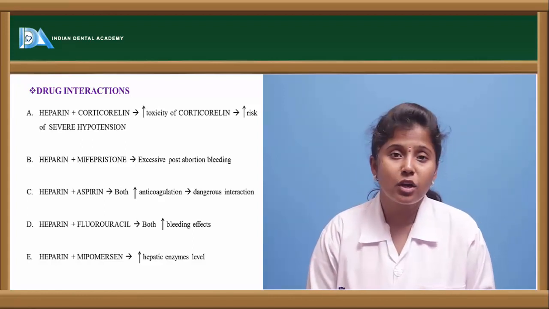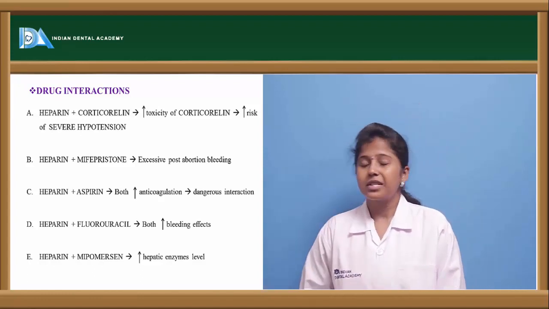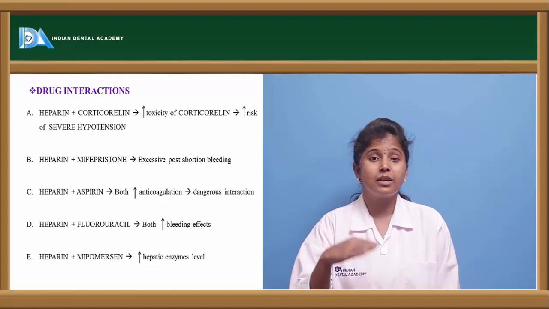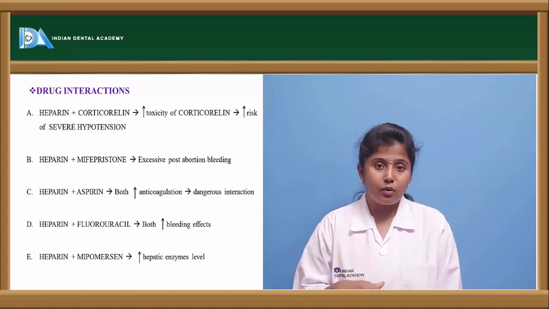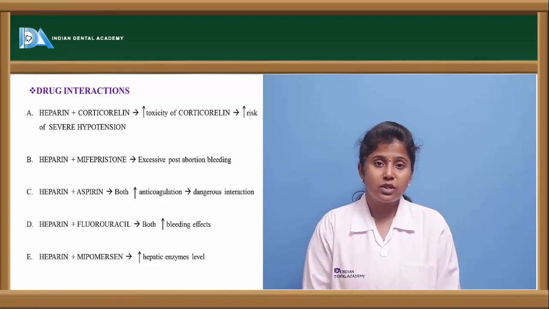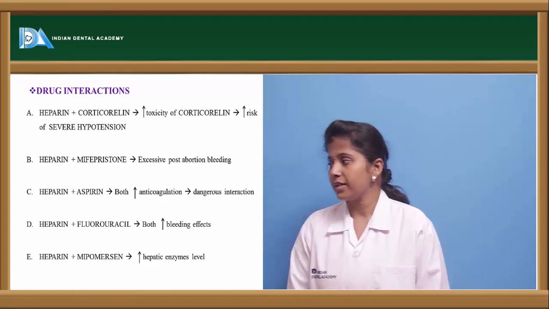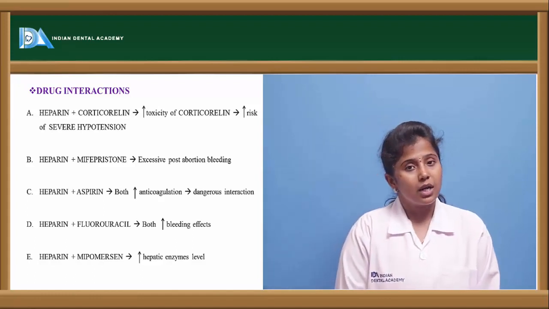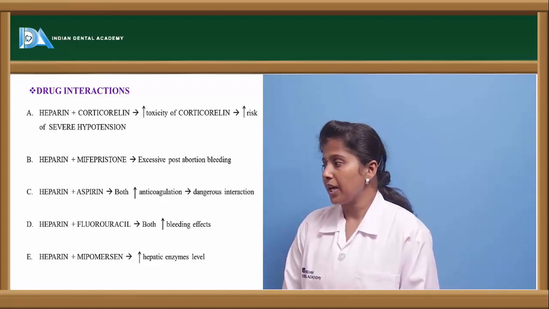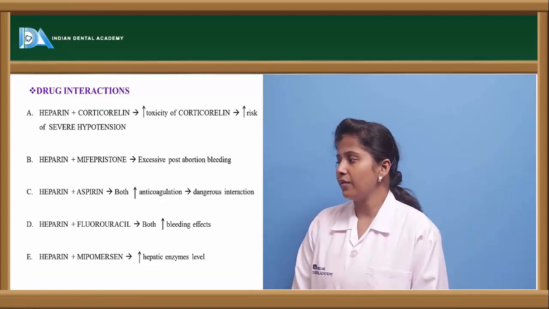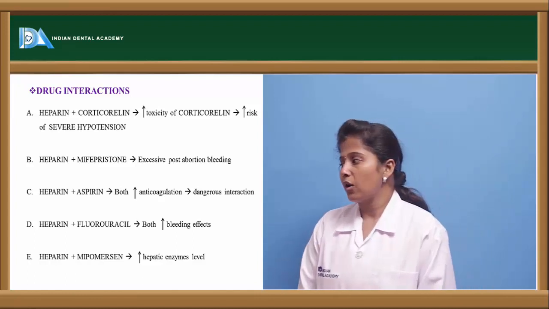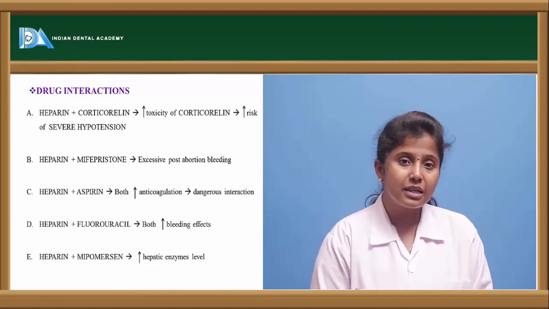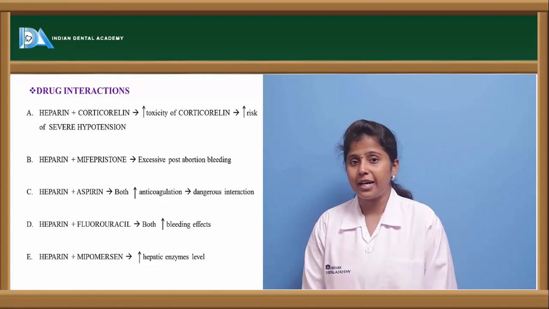And this heparin should not be given with aspirin, because it increases the anticoagulation. So it will not allow the blood to coagulate. If the blood is not coagulating, it will lead to severe hemorrhagic conditions. And this heparin should not be given with fluorouracil, because excessive bleeding will be there. And this heparin should not be given with mipomersen, because it will increase the hepatic enzyme levels. So if the hepatic enzyme levels are increased, there will be severe metabolic reactions.